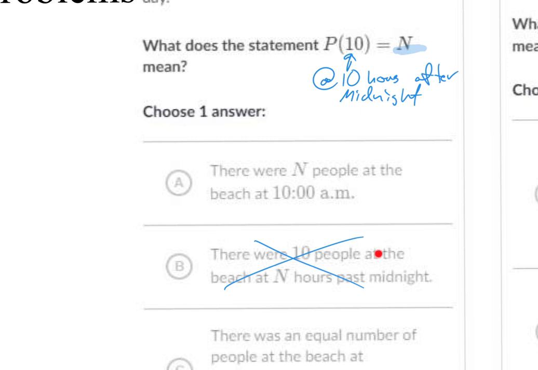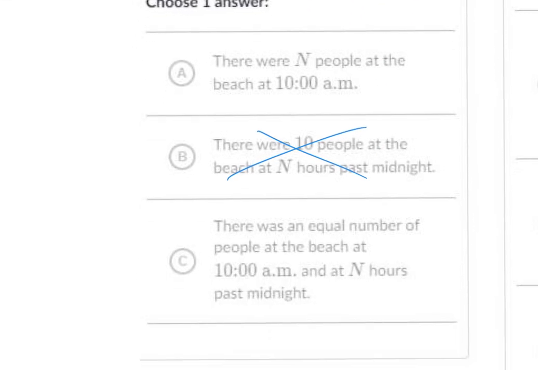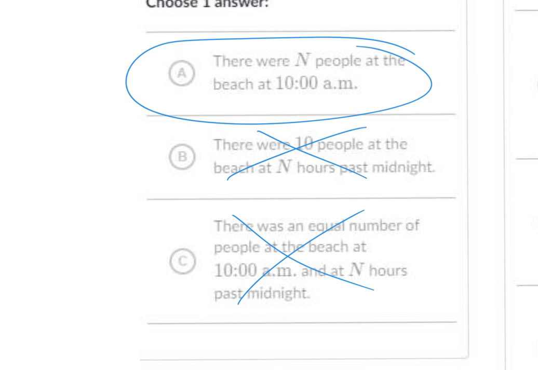What else does it say? There was an equal number of people at the beach at 10 a.m. and at N hours past midnight. No, N is not hours. N is the number of people on the beach. So that's not right either. So the only one that works is A.